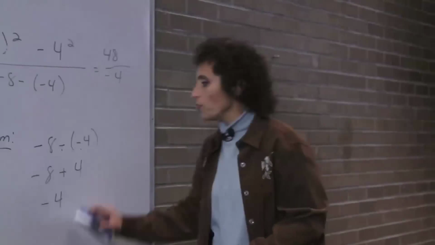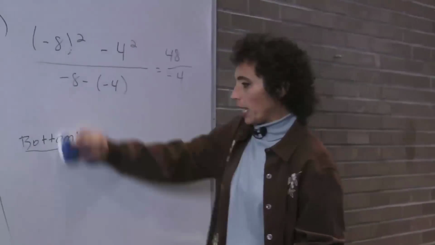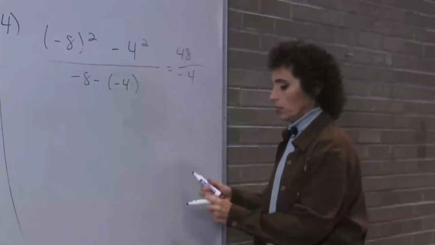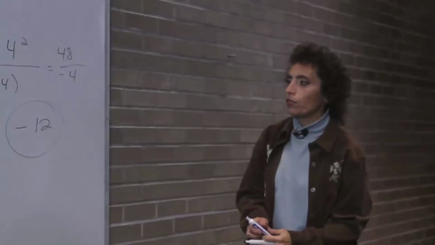4 actually does go into 48. Okay, let's take care of the sign first. Since the signs are different, the answer is going to be negative. 48 divided by 4 is 12. So the answer is -12.